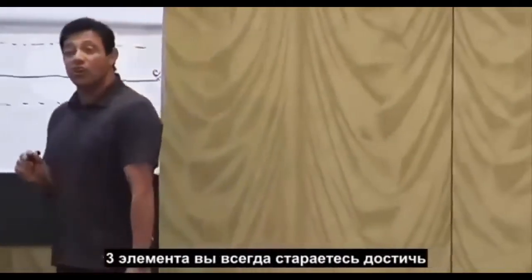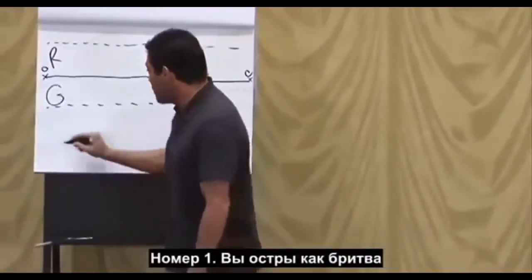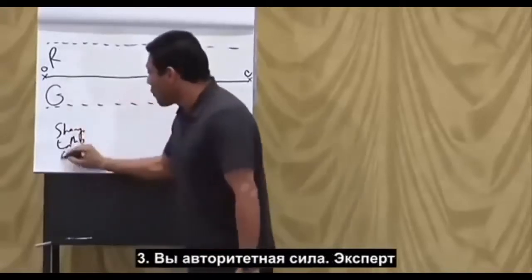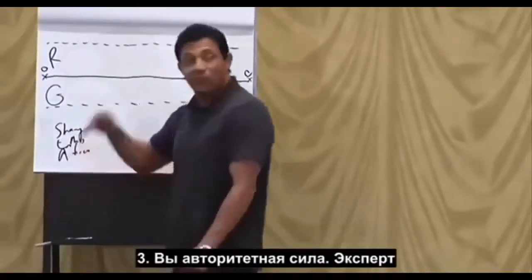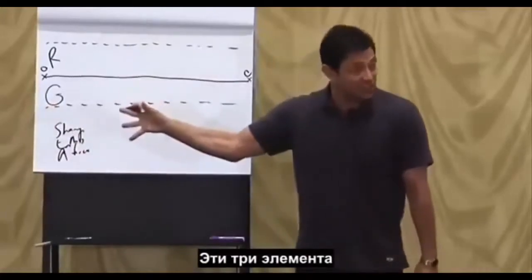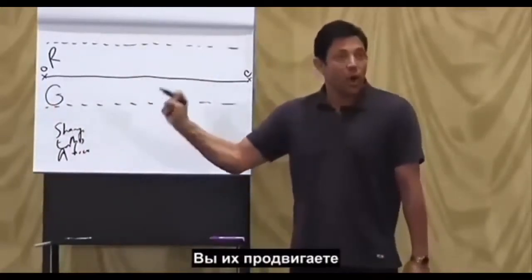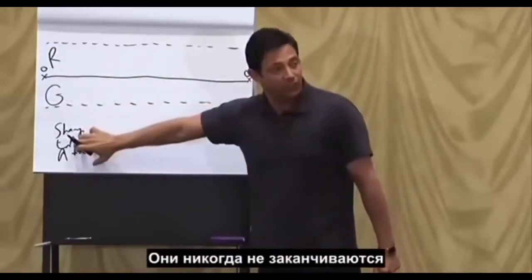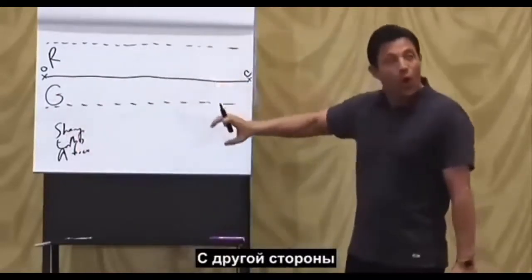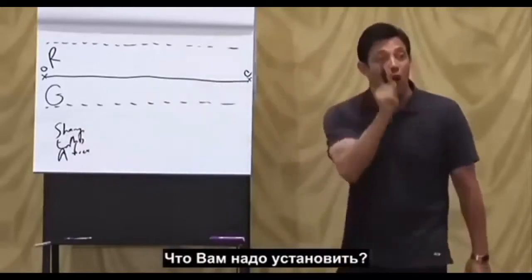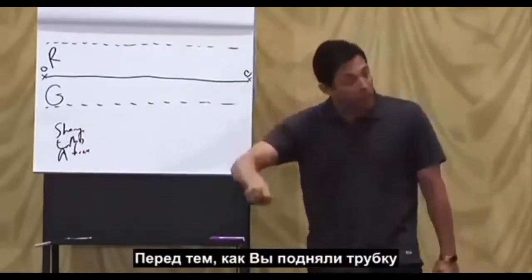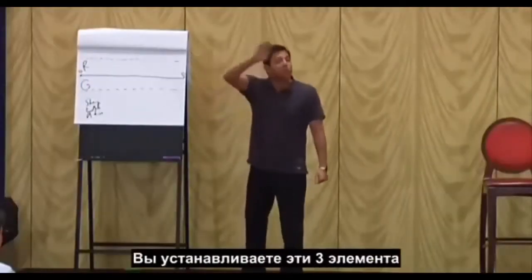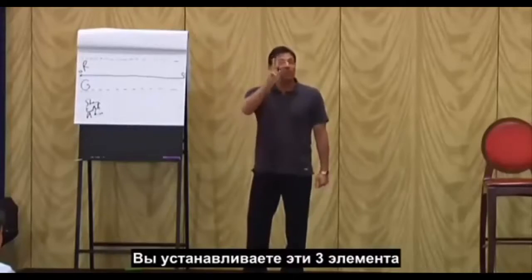There's three things you're always trying to accomplish. Number one, you're sharp as a tack. Two, you're enthusiastic as hell. Three, you're a force of nature, a tour de force, a force of record, an expert. These three things, they're always lurking. You're always moving them. As you move towards the line, this never, ever ends. On the other side of the equation, what do you need to accomplish? You know before you pick up the phone, before you open the door face to face, whatever it might be, you know you need to accomplish these three things.